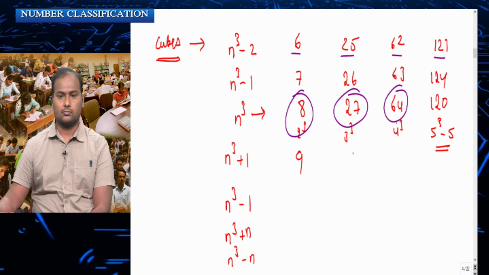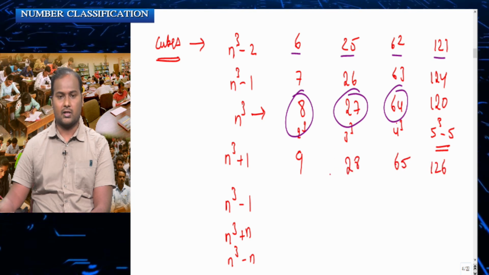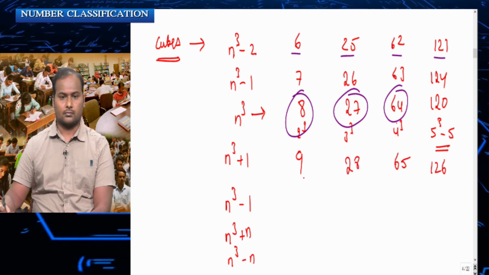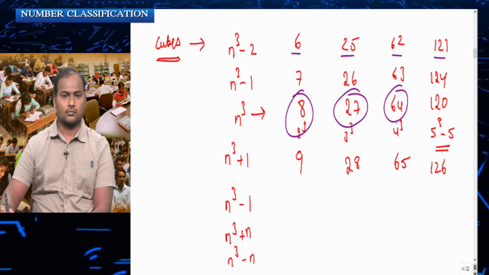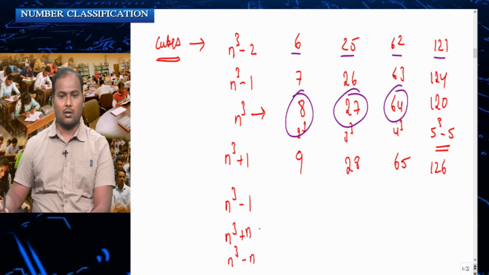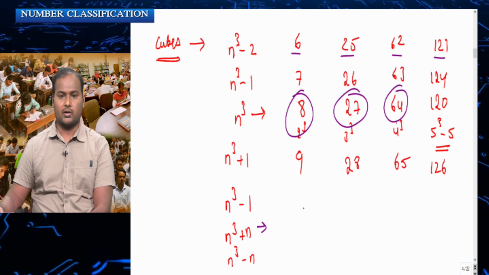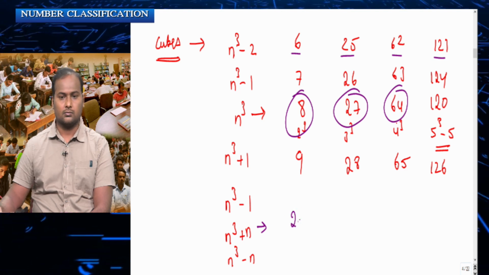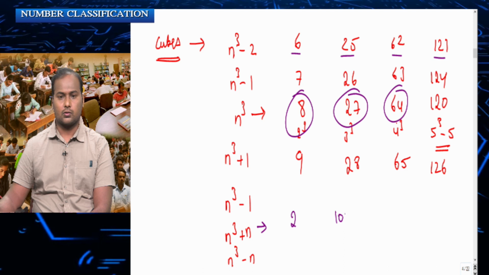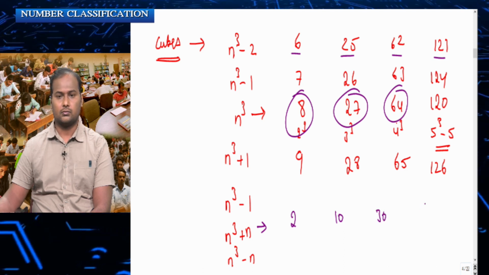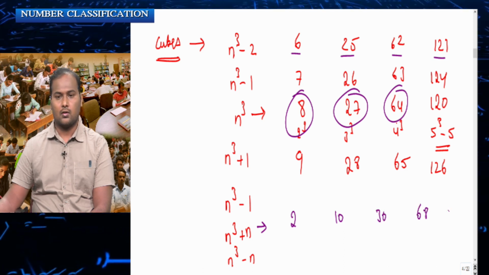So n cube plus 1, see, it will become n cube plus 1. So n cube minus 1. All these types you have to write in the notes itself. The moment you see n cube plus n, this is very important. So 1 cube plus 1, 2 cube plus 2, 3 cube plus 3, 4 cube plus 4, 5 cube plus 5.